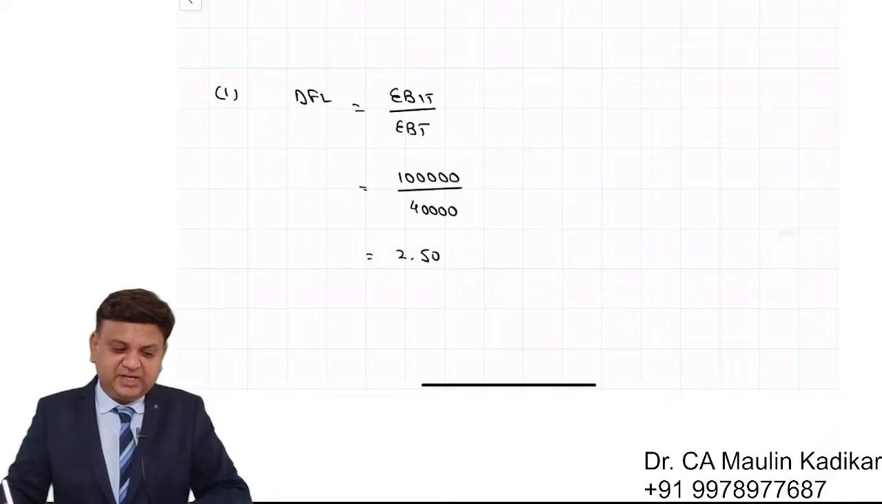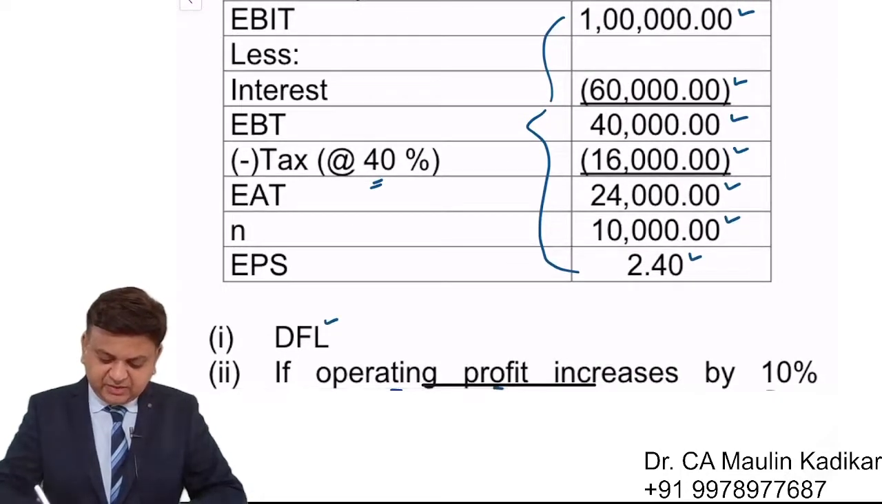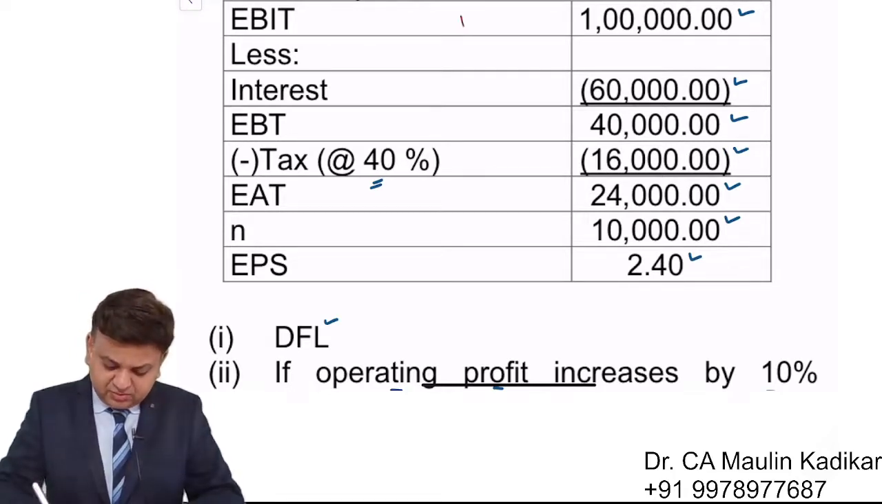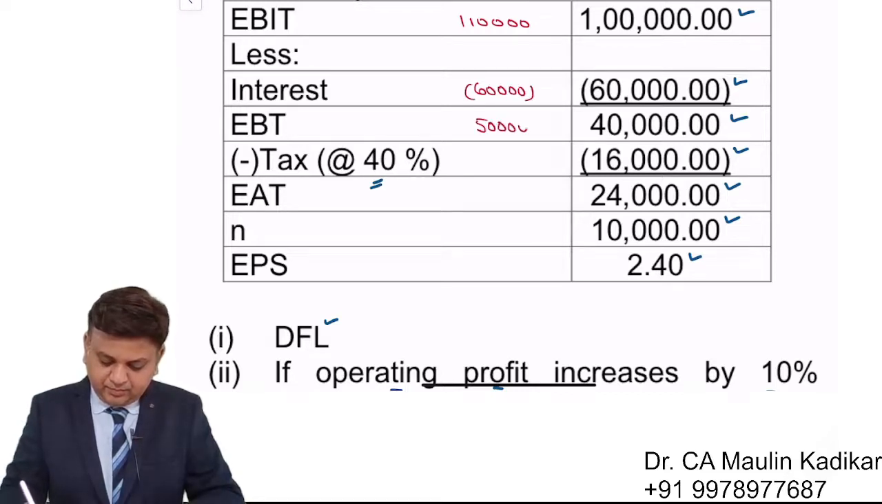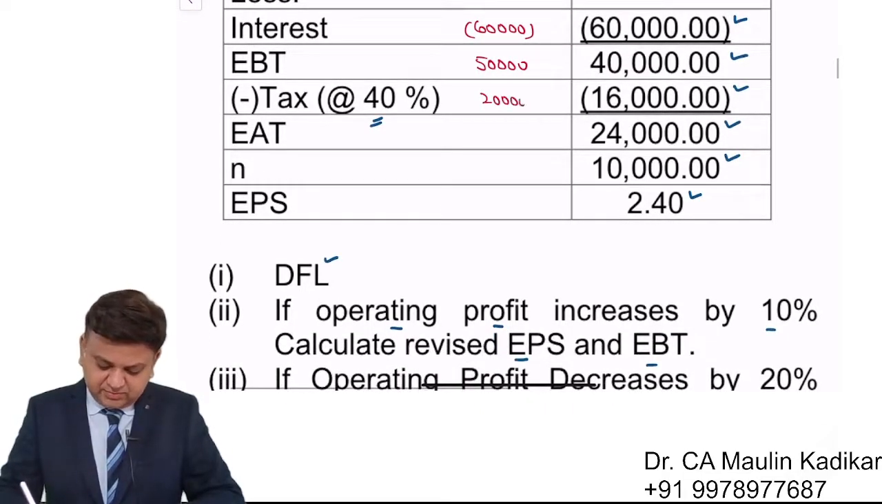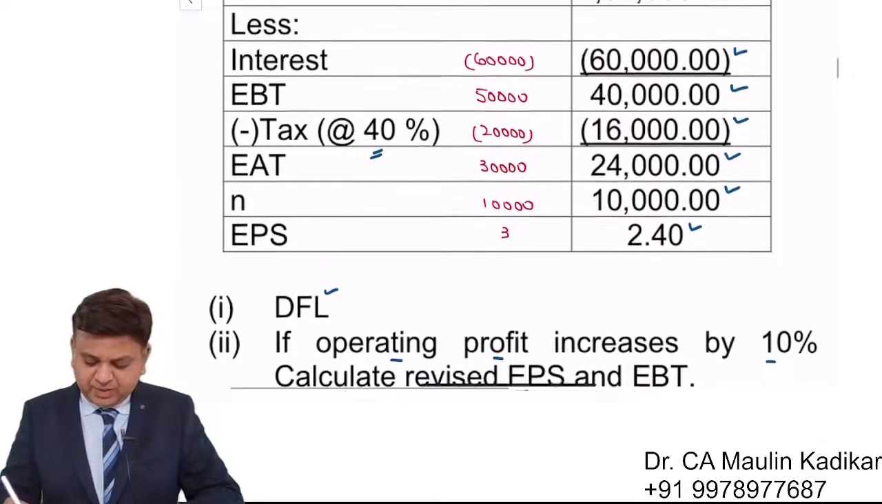The second part of the question says that if operating profit increases by 10 percentage, calculate revised EPS and EBT. Okay. So I'm giving explanation over here in short. From 1 lakh it will increase to 1 lakh 10,000. Amount of interest will remain same 60,000. Earning before taxes 50,000. Amount of taxes 20,000. Earning after taxes is 30,000. Number of equity shares 10,000. So EPS will be 3.